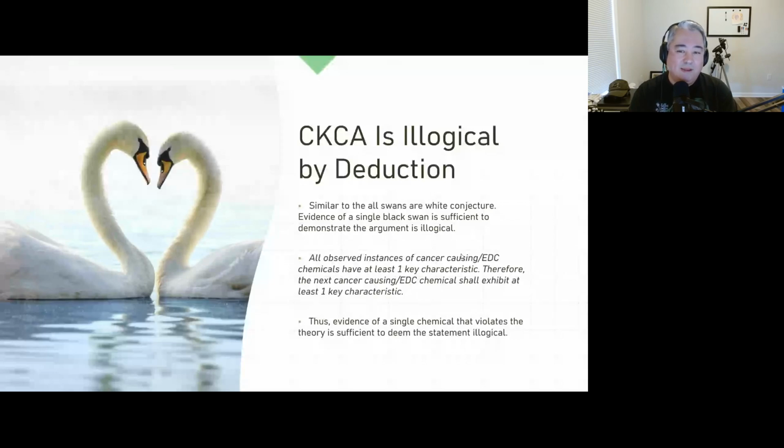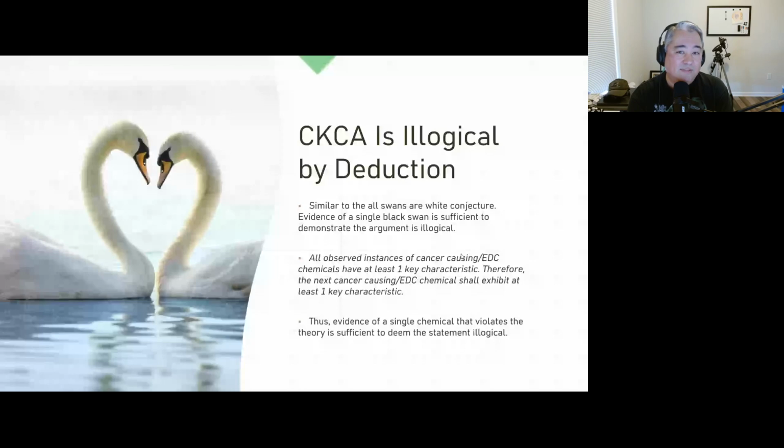And there are places where you can find black swans, chiefly in Asia. So, it is incorrect to say that all swans are white, right? Evidence of a single black swan is sufficient to demonstrate the argument is illogical. So, when we start talking about all observed instances of cancer-causing or EDC chemicals have at least one key characteristic, therefore the next cancer-causing or EDC chemical shall also exhibit at least one key characteristic. That is induction. That's false, because we can find cases to demonstrate that that is false.